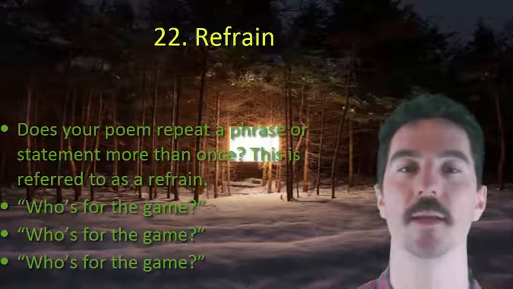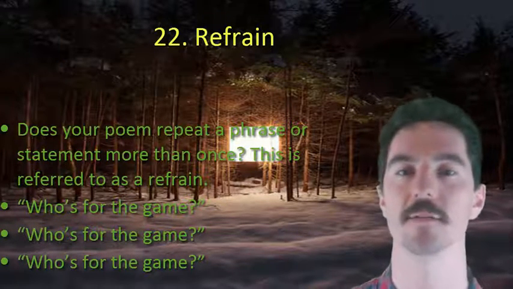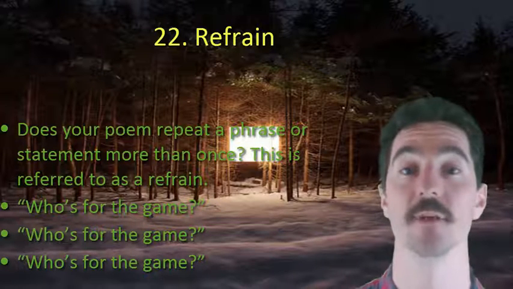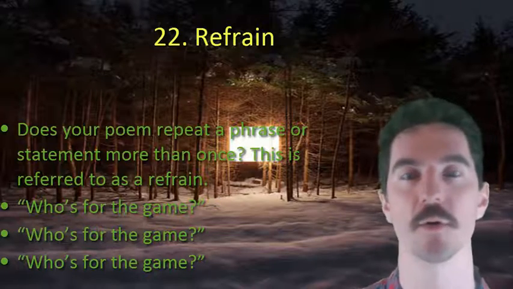22 is refrain. This is just a formal type of repetition that happens normally at the end of a stanza, typically at the end of every stanza, so similar to a motif, it would run through at least the majority of the poem, if not all of it.